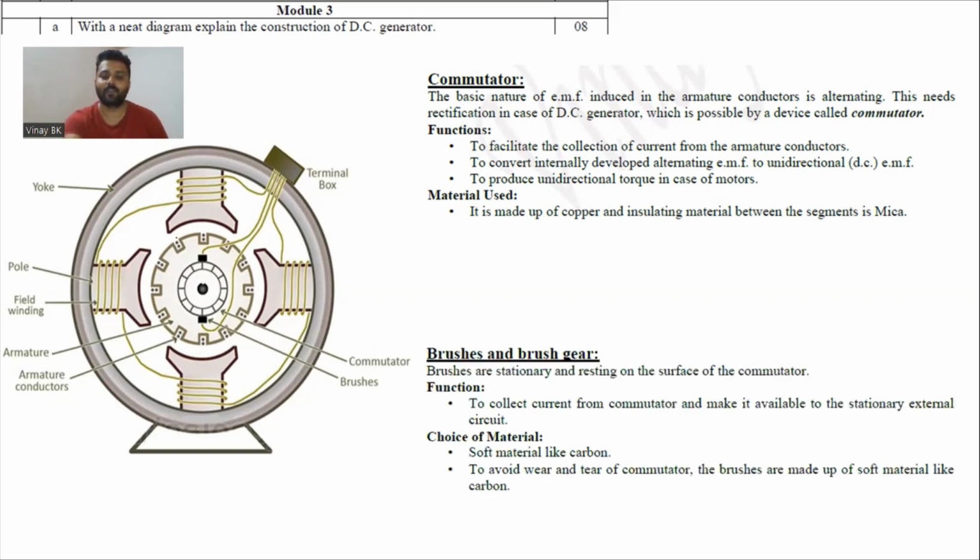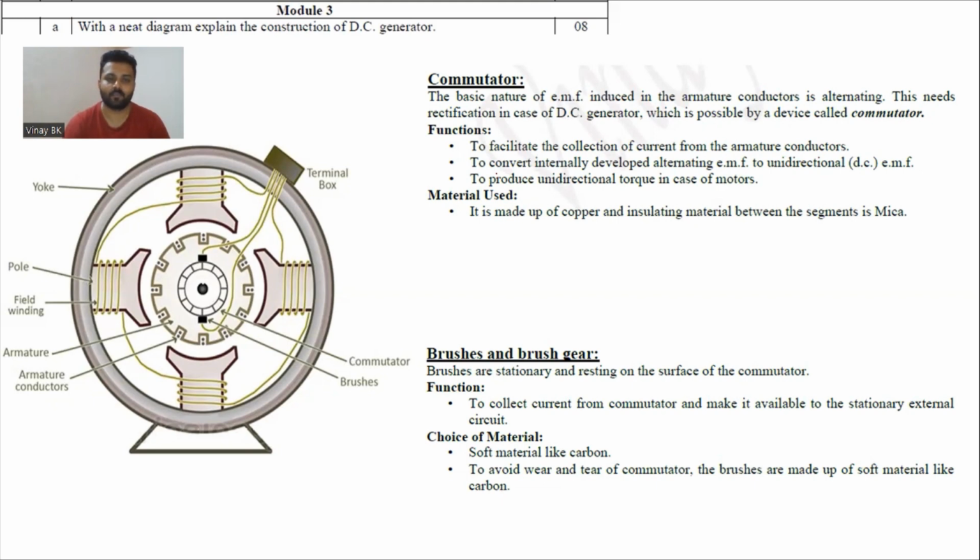The last part is brushes and brush gear. If you are not writing about brush gear, that is fine, but you need to write about the brushes. Brushes are basically stationary and resting on the surface of the commutator. The function of this is to collect the converted current from the commutator. The commutator converts AC into DC, so the brushes collect the DC current from the commutator and make it available to the stationary external circuit. And for materials, carbon or graphite is used for the brushes.